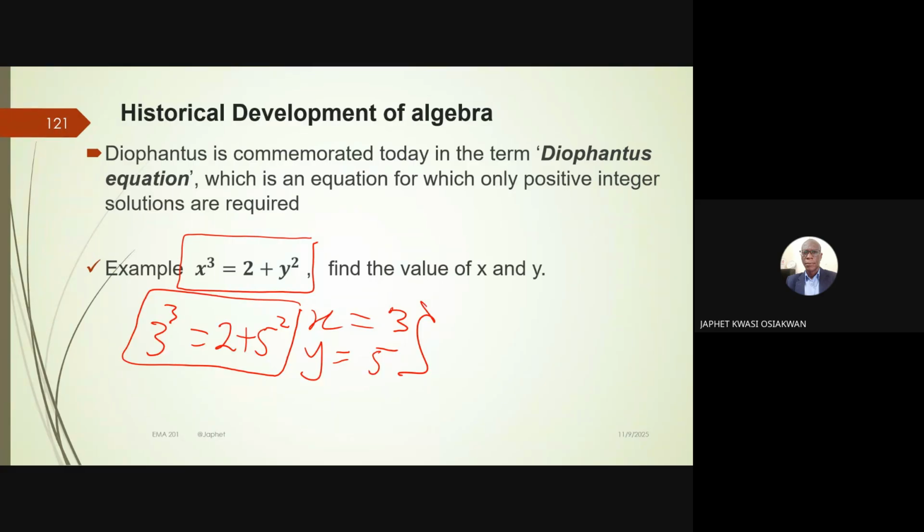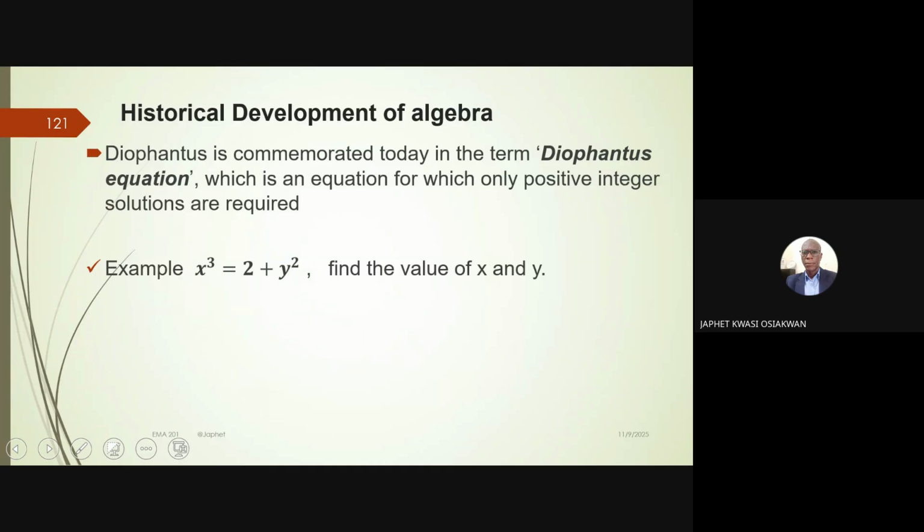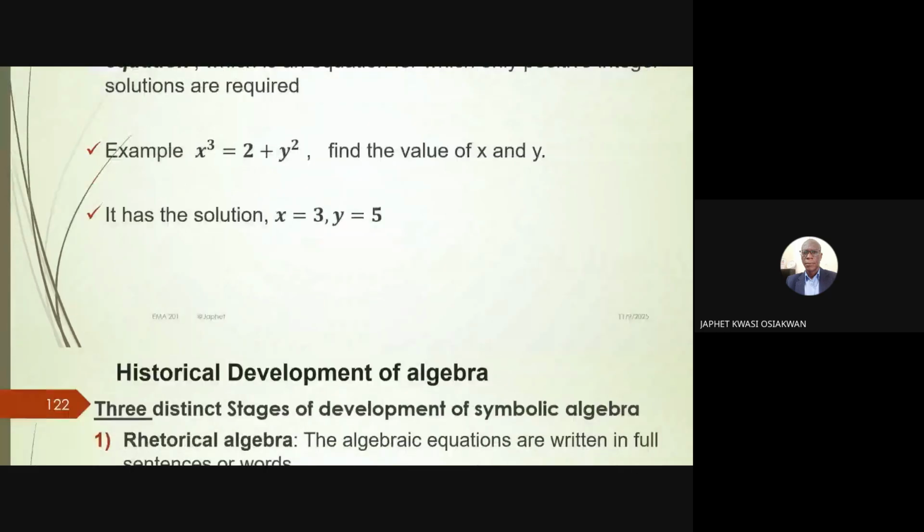So these are some of the differential equations it gives to students, and students struggle and are not able to get the answer. Then you can get some of these things through trial and error. So when you put 3 there, 3 cubed is 27, and then this is 2 plus 5 squared, that's 25, so this is also 27. So you are right. X is 3 and then Y is 5.